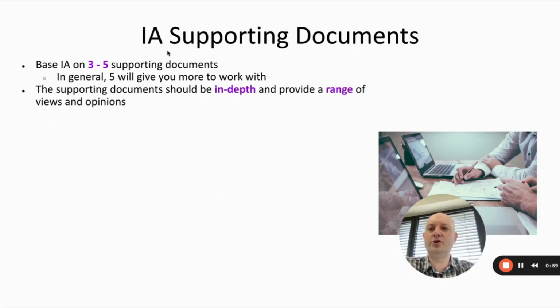You need to choose 3 to 5 supporting documents. Well, why 3 to 5? Well, that's what the IB says you have to do. It's in the guide, and you get assessed. There's a number of marks we'll see available in a minute. So you can choose a minimum of 3 and a maximum of 5. And in general, I'm going to say 5 will give you more to work with. So if you can, you want to get 5, but you might not always be able to find 5 relevant ones. The supporting documents should be in-depth and provide a range of views and opinions.